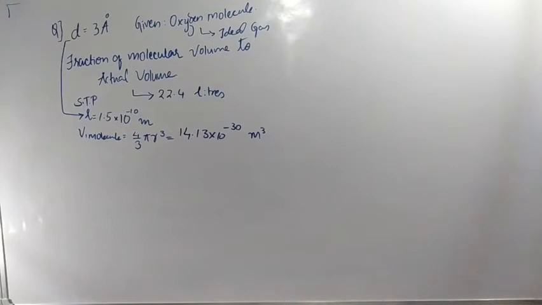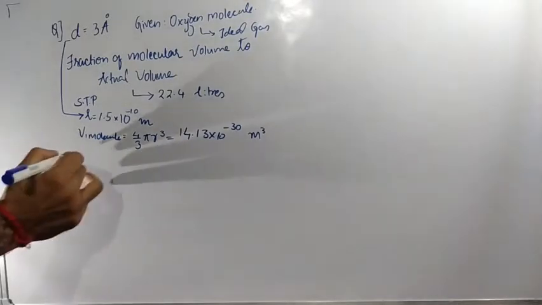4 divided by 3 into pi value, how much are we having? 3.14 into R cube, 1.5. Clear? 14.13 into 10 to the power of minus 30. Nearby value 14.13 you are going to get. Clear? This is nothing but the volume for only one molecule.